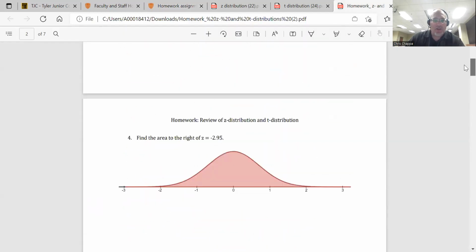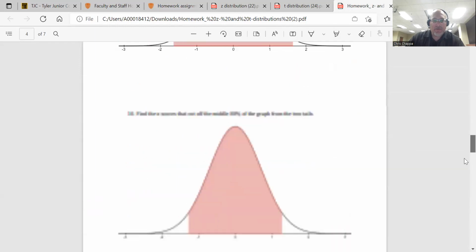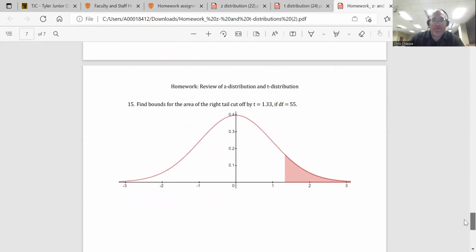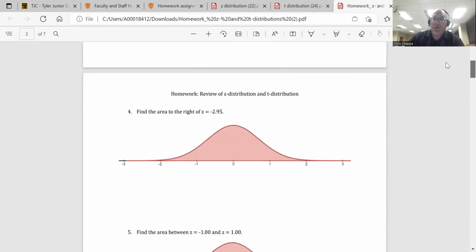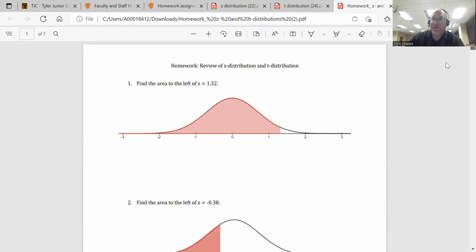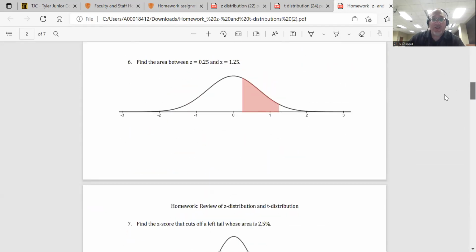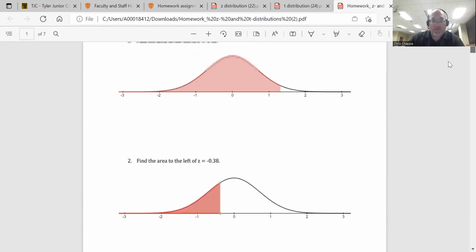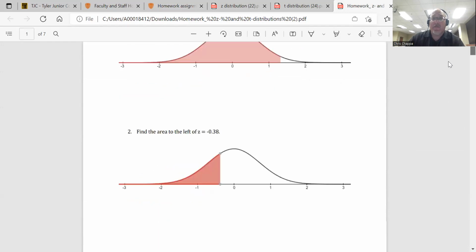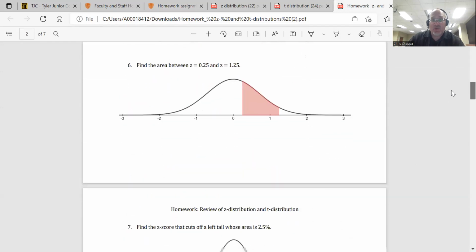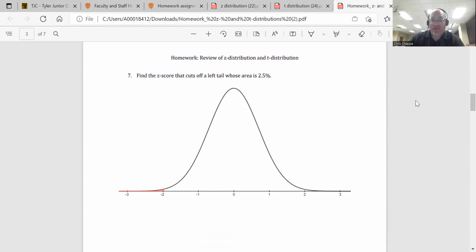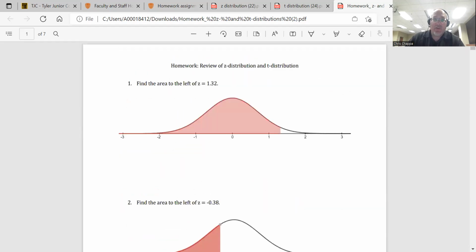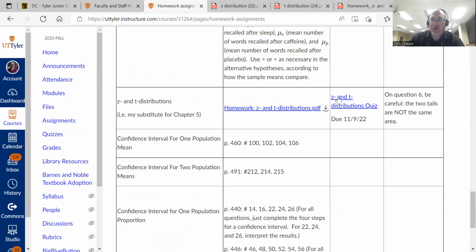It's a total of 15 different normal distribution questions where you either find areas that are cut off by certain Z's or T's, or certain Z's or T's that cut off certain areas. Like this one says, find the Z-score that cuts off a left tail area, a left tail whose area is 2.5%. So that's there. And then the quiz is already here also.